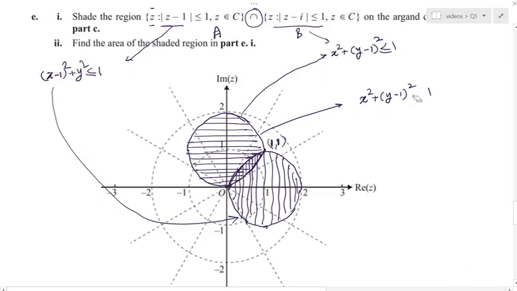So we are just looking at the definition of the circle. So circle is equal to 1. What I have here is (y minus 1) square is equal to 1 minus x square. Then I get y minus 1 is equal to plus minus square root of 1 minus x square, and y is equal to 1 plus minus square root of 1 minus x square.